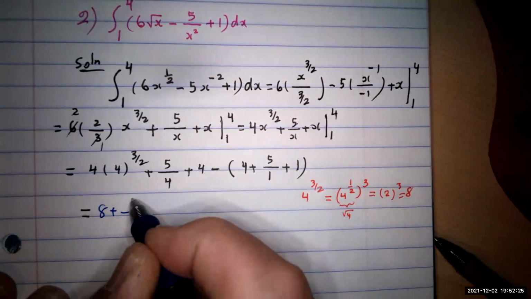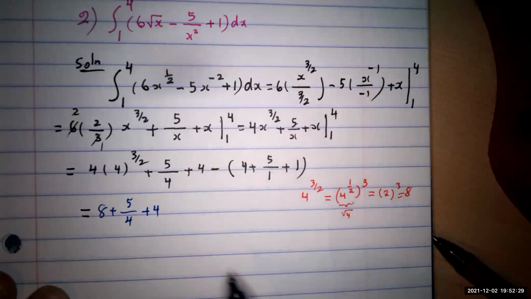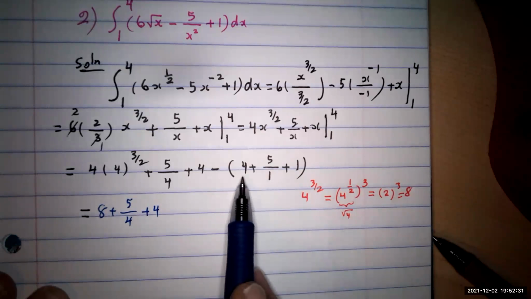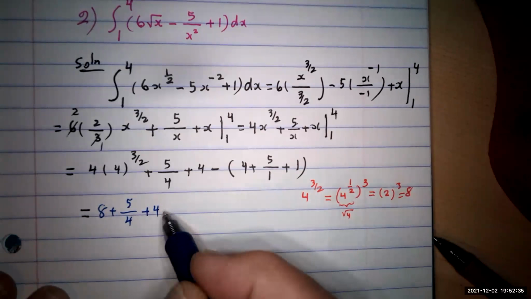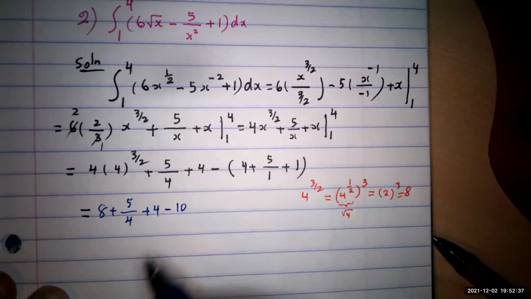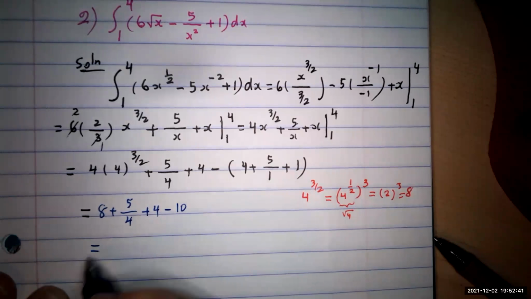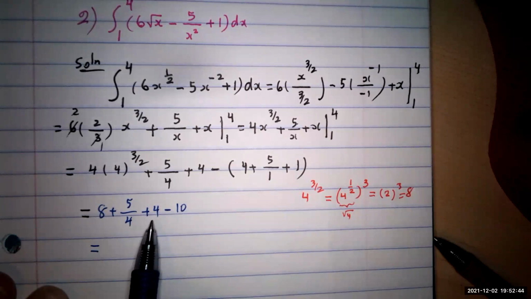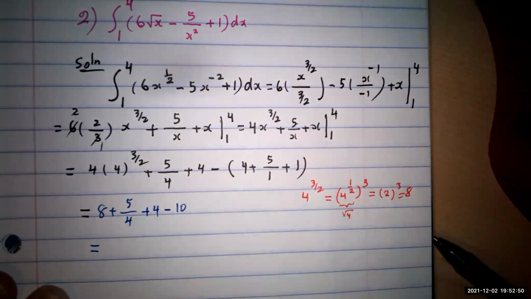This is just 5 quarters plus 4. I simplify the inside. You have the 4 and the 5 would be 9. 9 and the 1 would be 10. So that gives minus 10. Okay, simplify it further. I have 8 and 4 would be 12. 12 minus 10 would be 2. Aren't you forgetting that the 8 is times the 4?